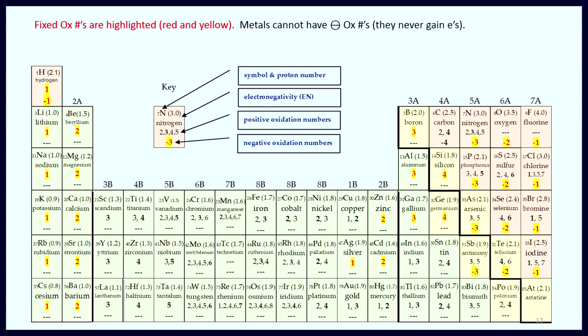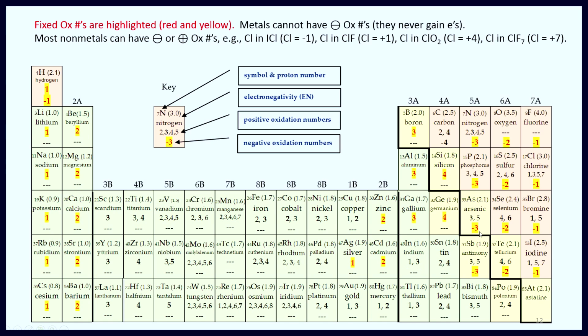Those elements, about 20 of them that have fixed oxidation numbers, are highlighted red and yellow on the table, as for example here, group 1A. You'll notice that metals cannot have negative oxidation numbers. They're always positive. If you scan the values, you'll see no negative values for metals. That's because metals can only lose electrons to become isoelectronic with the nearest noble gas and never gain.